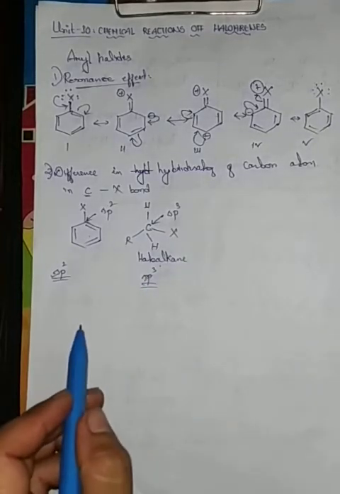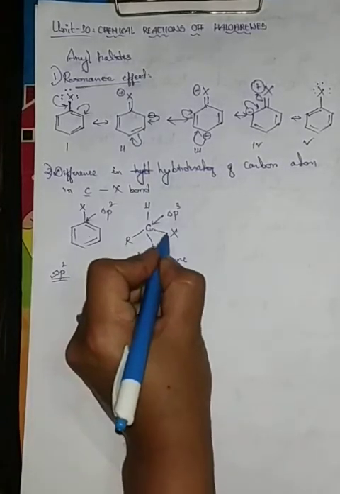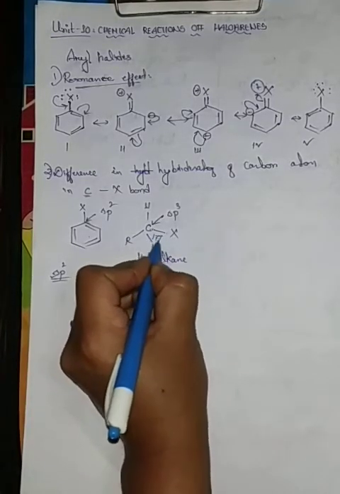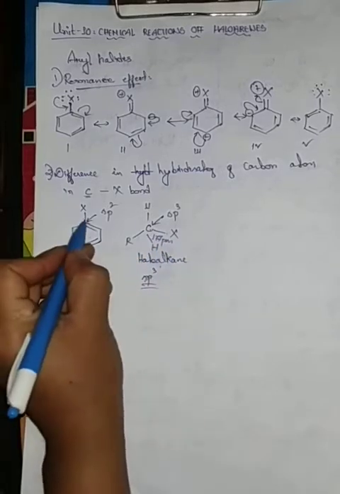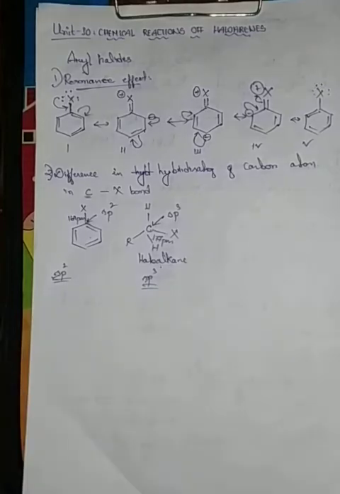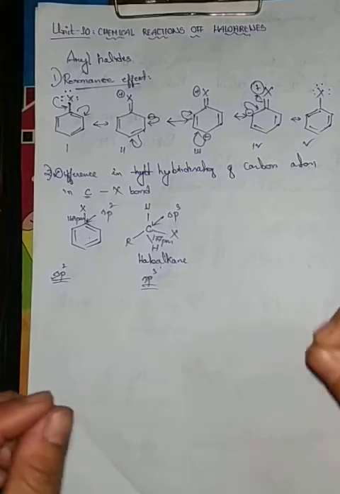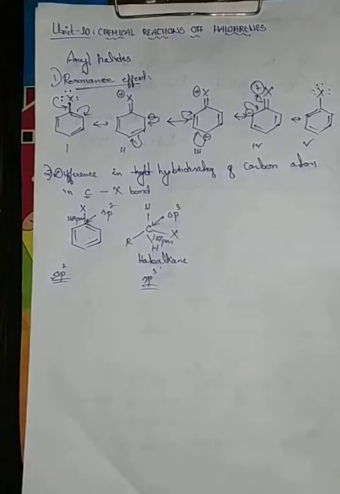Thus, the carbon to halogen bond length in haloalkane is 177 picometer, while in haloarene it is only 169 picometer. Since we know that it is much more difficult to break a shorter bond than a longer bond, we will notice that haloarenes are less reactive than haloalkanes towards nucleophilic substitution reaction.